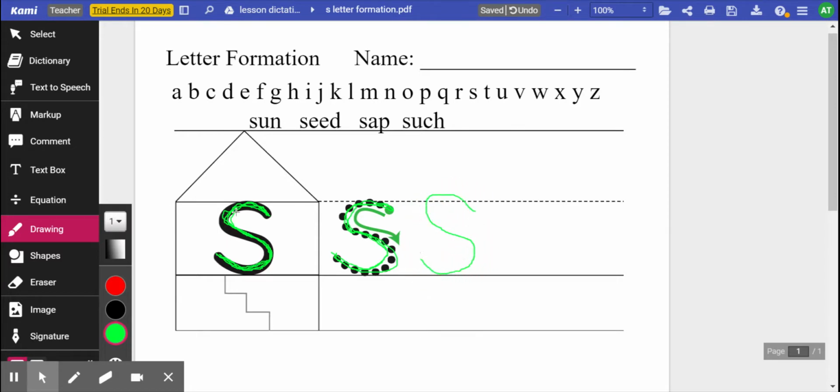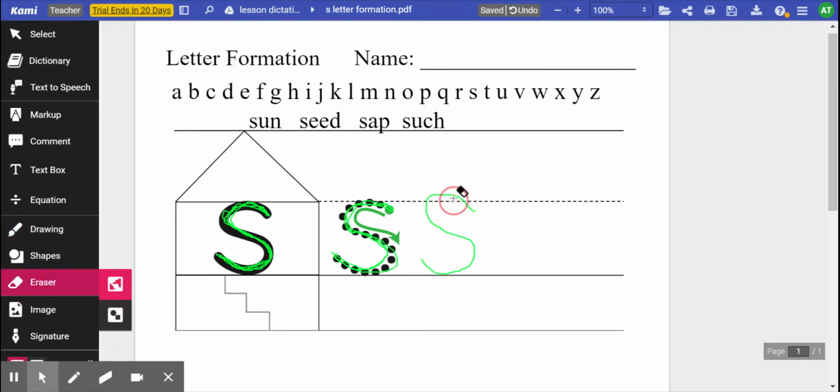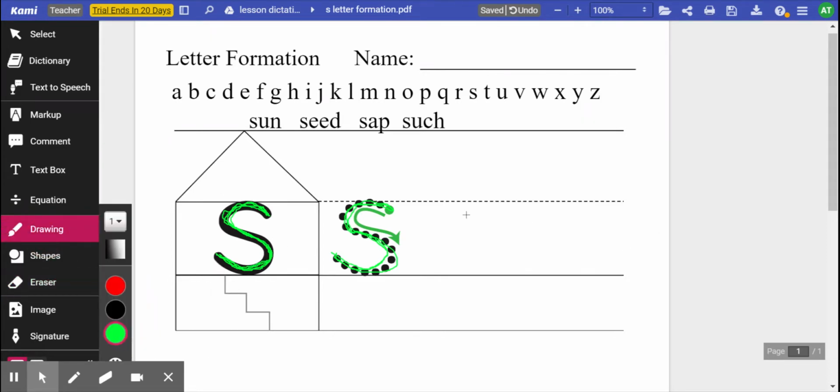Oops, Mr. Tan made a mistake. What's my mistake? I went into the roof. S does not like that. So let's fix it and try it again. Remember, he touches the ceiling and then swerves back down. Let's try it. That looks a lot better.